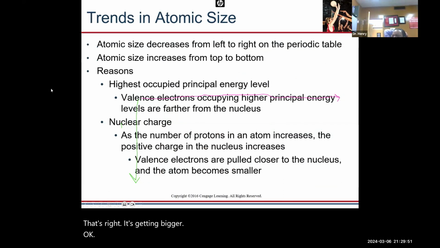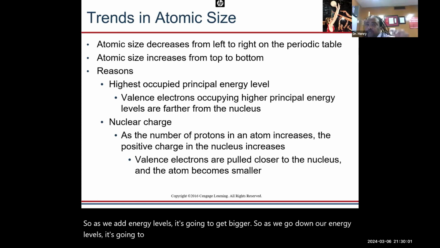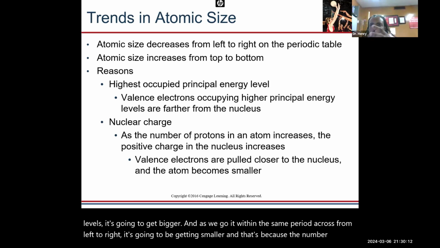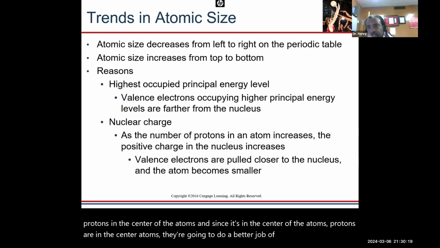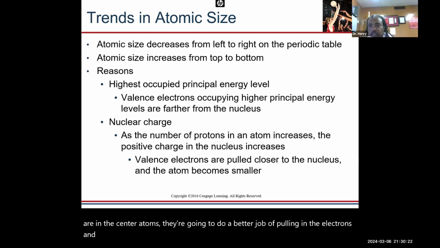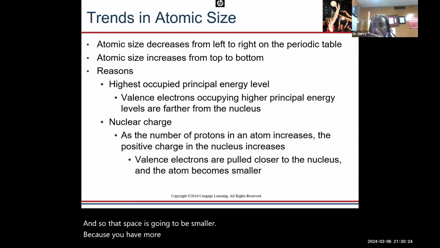So as we add energy levels, it's going to get bigger. As we go down our energy levels, it's going to get bigger. And as we go within the same period from left to right, it's going to be getting smaller. That's because of the number of protons in the center of the atoms. Protons are going to do a better job of pulling in the electrons, and so that space is going to be smaller, because you have more and more electrons as you move across the periodic table from left to right.